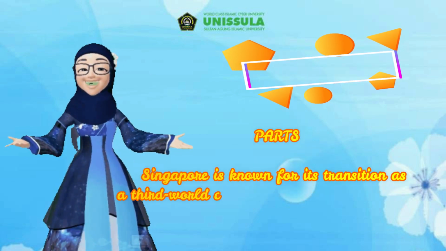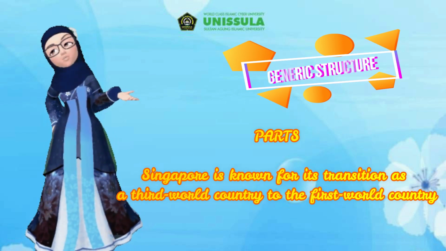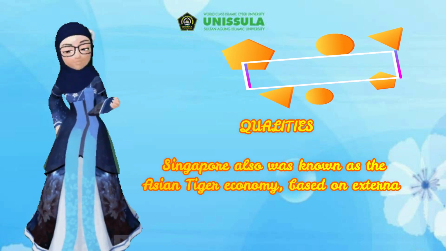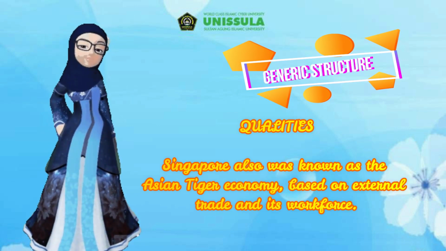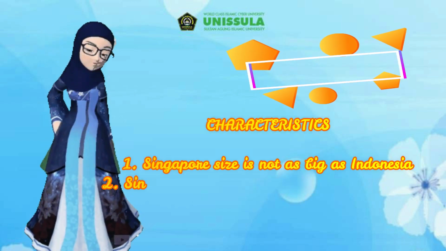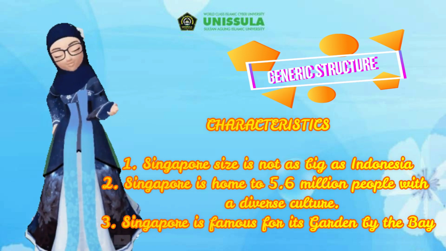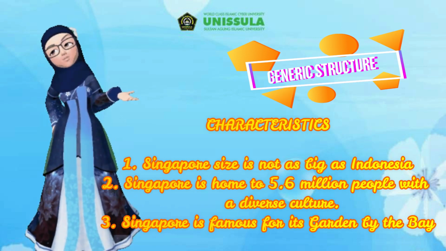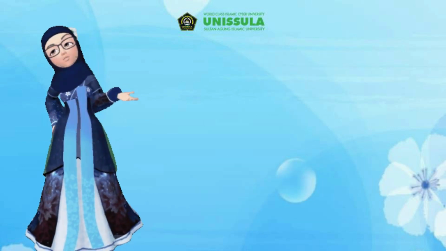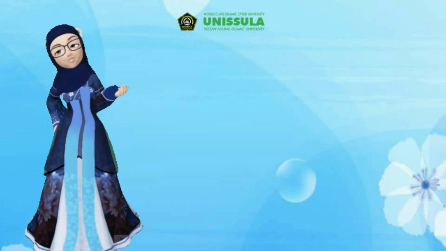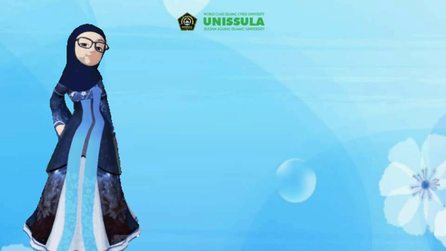Okay, and now we come to the third step. For example, the sentence, Singapore is known for its transition as a third world country to the first world country, is an example of a point. And then the example of qualities: Singapore also was known as the Asian tiger economy. And then for the characteristics: Singapore's size is not as big as Indonesia. Singapore is home to 5.6 million people with a diverse culture. And then Singapore is famous for its Gardens by the Bay. Okay, this is about the description, based on the generic structure.